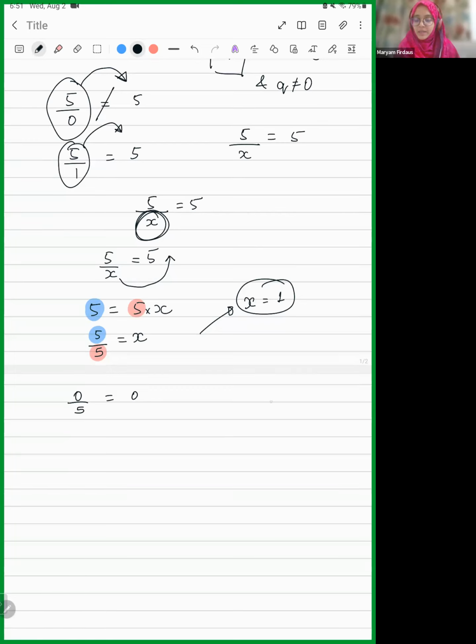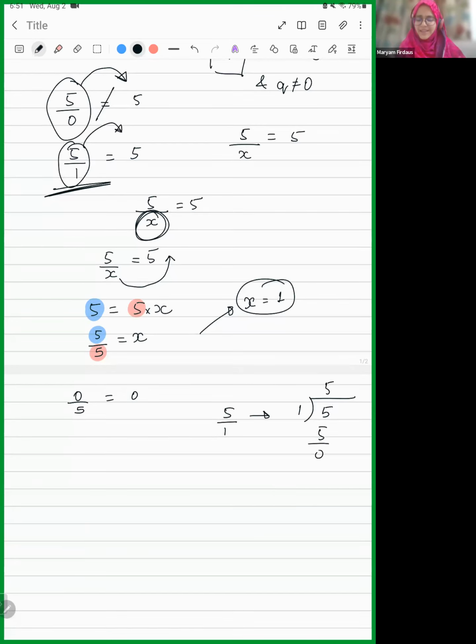Why is it 0? 0 divided by 5 means, see, when I say 5 divided by 1, 5 by 1, you say 5 over here and 1 over here. Now you start reading the table of 1. You say 1 ones are 1, 1 twos are 2, 1 threes are 3, and so on. You reach 1 fives are 5.